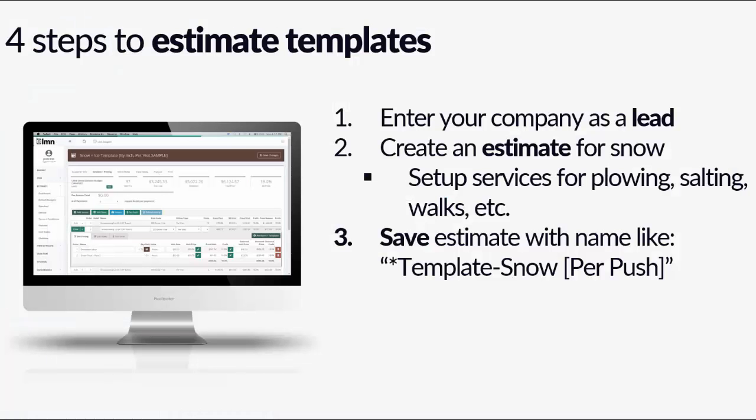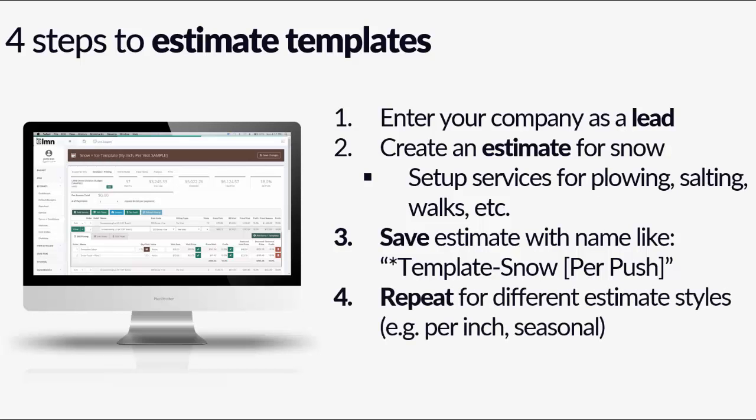When you are saving estimate templates, make sure you save your estimate with a name like template, and then snow, and then per push. First is the symbol in front of the name template. That makes it alphabetically sort to the top. The name template is important so that it makes it easy to search for. Snow is what division you're doing. And then in brackets beside snow, you can write the style of estimate. So if you do some per season, per push, per inch, you're going to want to put that in brackets so the estimators know which one to start from.